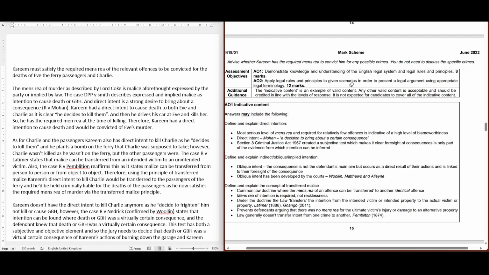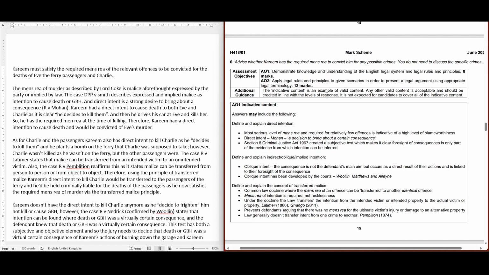So when you're writing your answer to the 20 marker, you need to balance it accordingly between the AO1 and the AO2. So there's going to be more AO2 than AO1. The indicative content is an example of valid content. Any other valid content is acceptable and should be credited in line with the levels of response. It's not expected for candidates to cover all of the indicative content. So you do not have to cover all of this indicative content that they're advising the answer may include. You can include other content that's relevant.